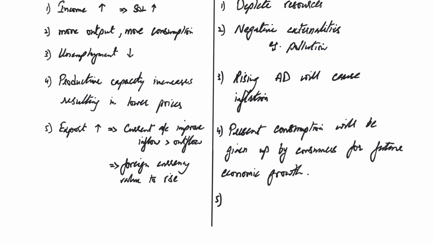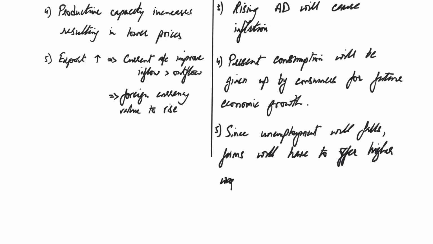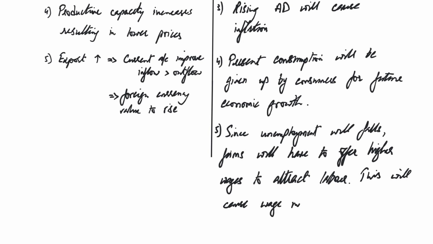So, point number five is, since unemployment will fall, firms will have to offer higher wages to attract labor. This will cause wage inflation.